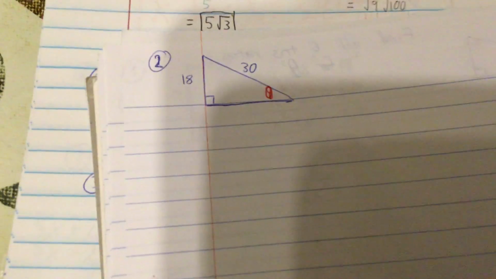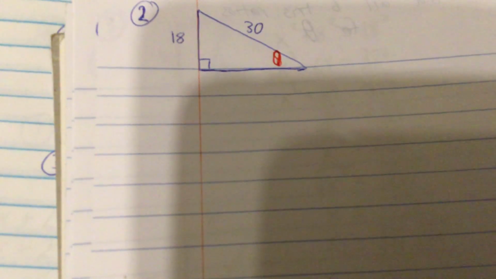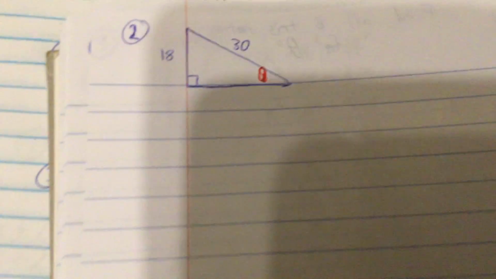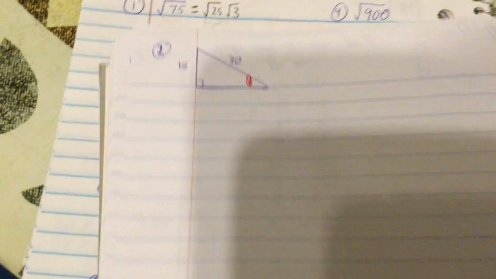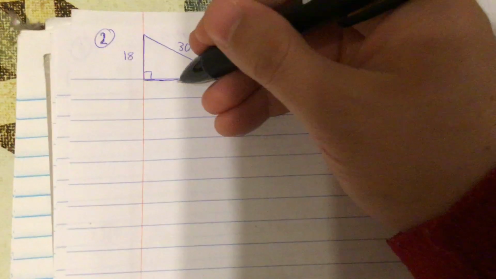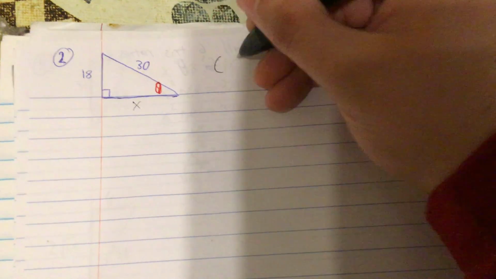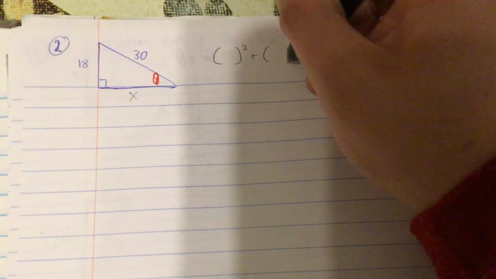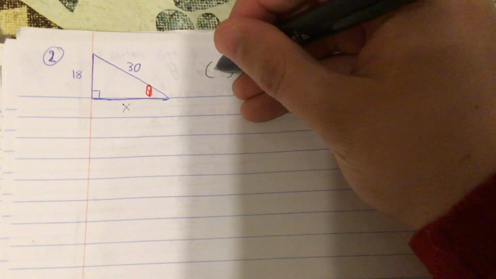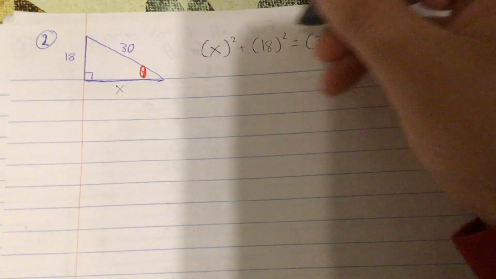Okay, number 2. Let's say I've got 18, 30, and theta. What side lengths do I know? Well, I've got a leg, I've got a hypotenuse, and I don't know the other leg, so I'm going to just call it x. So I'm going to use the Pythagorean theorem. Leg squared plus leg squared is equal to hypotenuse squared. So let's say I've got x squared plus 18 squared is equal to 30 squared.